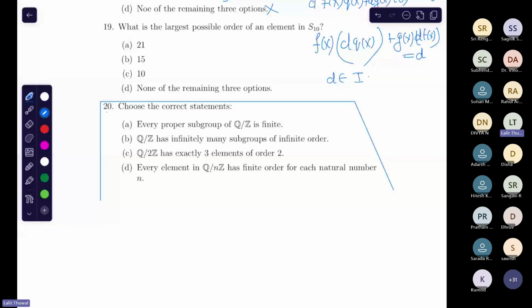Let me tell you and let me revise it here. Let me recall that Q modulo Z is isomorphic to Q modulo NZ for N belonging to Z, okay? For any N, for all N, this happens. So keep this in mind. It will be helpful for you.